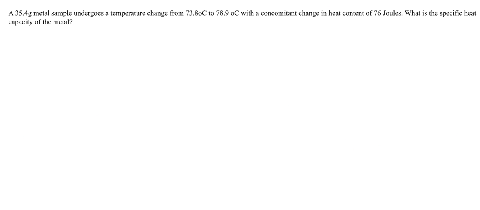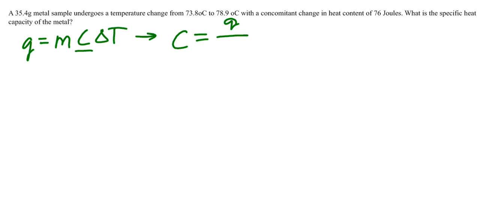Okay, a 35.4 gram metal sample undergoes temperature change from 73.8 degrees Celsius to 78.9 degrees Celsius with a concomitant change in heat content of 76 joules. What is the specific heat capacity? So again, I have a temperature change, which means I'm going to use Q equals mc delta T, which means if I was to rearrange this equation to solve for specific heat capacity, which is C, C is going to equal Q over m delta T.